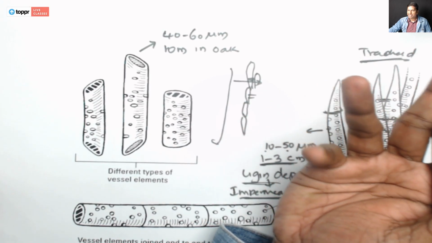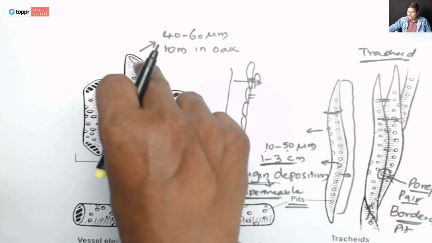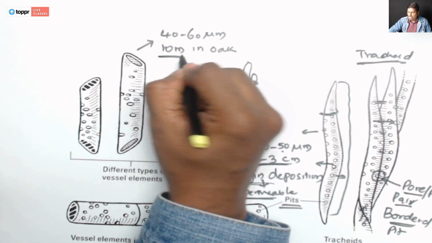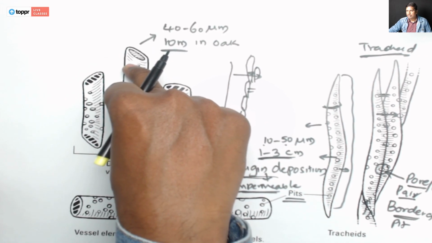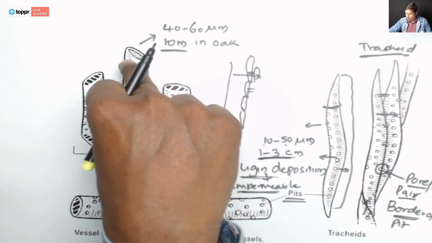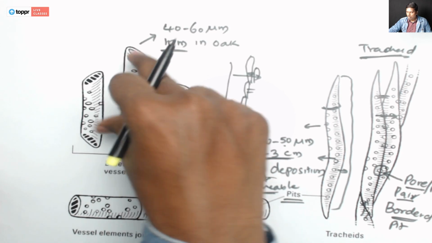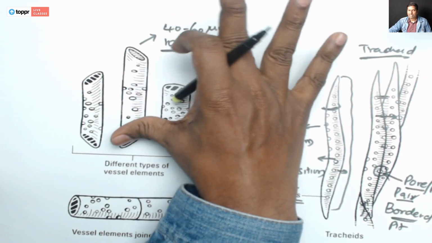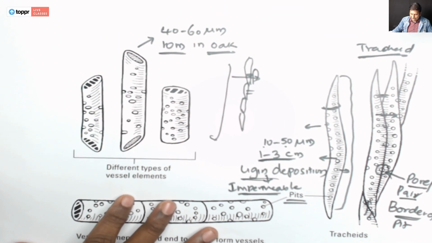Okay, so Amitabh Bachchan is 1.9 or 1.8 meters. This thing can go all the way to 10 meters. So they can be such long vessels inside the xylem. Inside the xylem tissue of some plants like oak, such big vessels can be found.